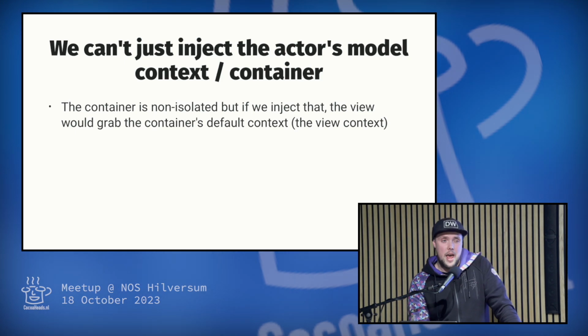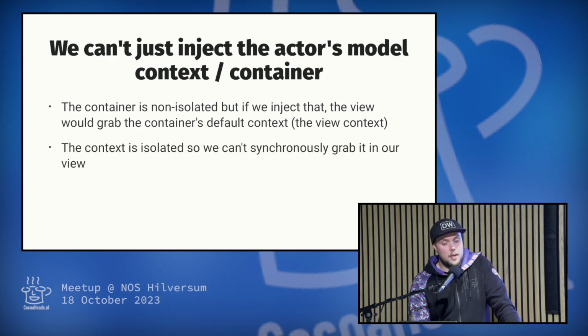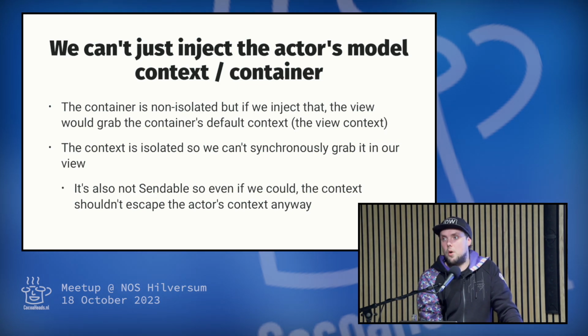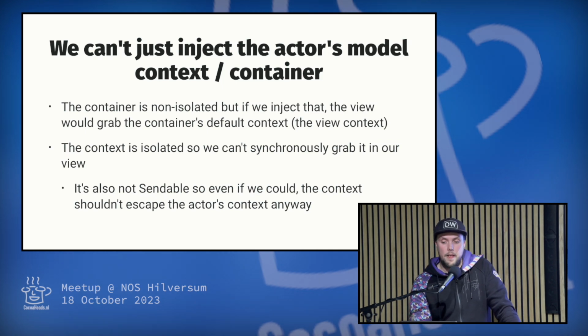But if we inject that, our view would actually take the model container's default model context, which would be main actor bound. So that would not work for us. The context is isolated, so we can't grab it in our view. And also it's not sendable. So even if we could somehow inject this into our view, we really shouldn't, because it belongs to the actor. So we should only interact with it inside of that actor and not make it pass concurrency boundaries. In other words, we can't take it out of the actor onto a different task or different queue.